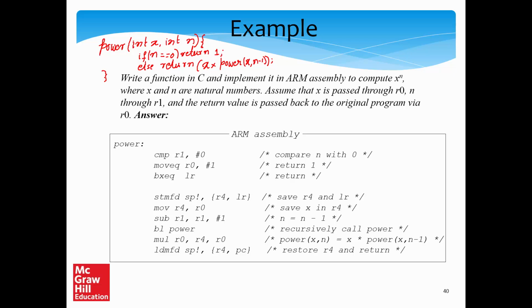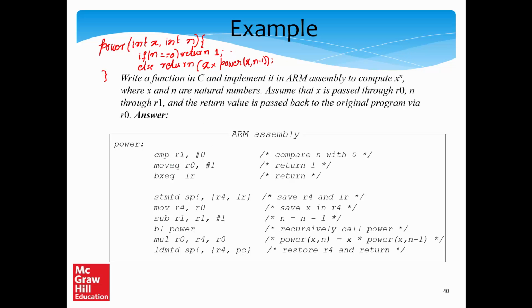It's a simple one-line function, so I'm not spending further time to explain it. The idea is that if n is equal to 0, any number to the power 0 is 1, so we return 1. Otherwise we return x times the power function, x to the power n minus 1. So now let's take a look at how to implement it in ARM assembly.